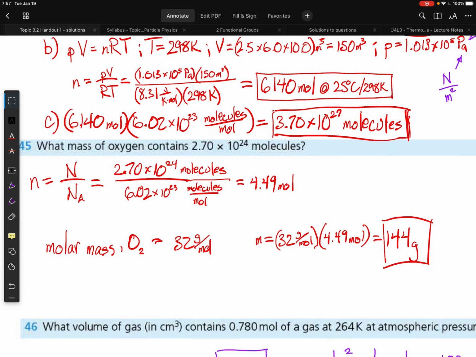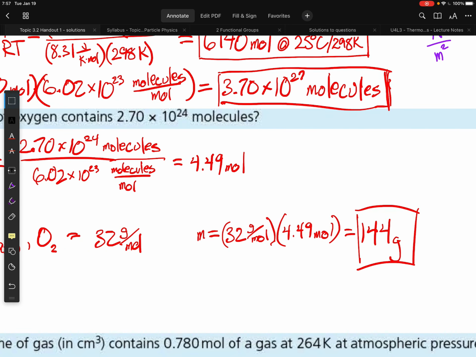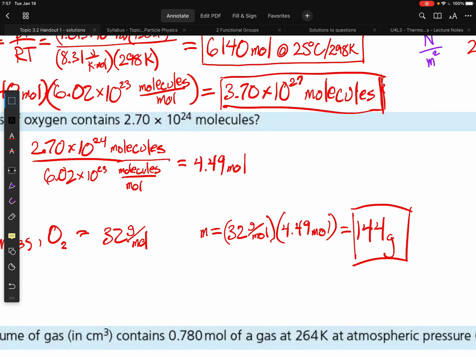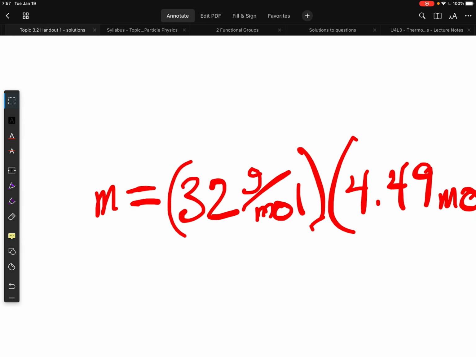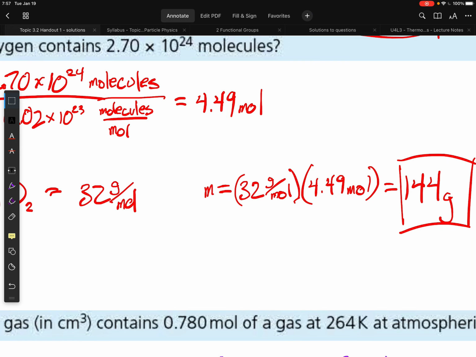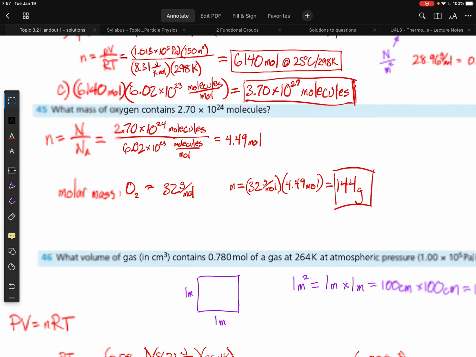So then our mass will be equal to our molar mass times the number of moles, and that's going to give us 144 grams to 2 significant figures. Note that this 32 would actually have more sig figs, but I rounded off a bit early. Again, this is probably an older solution handout, so I should probably fix it.